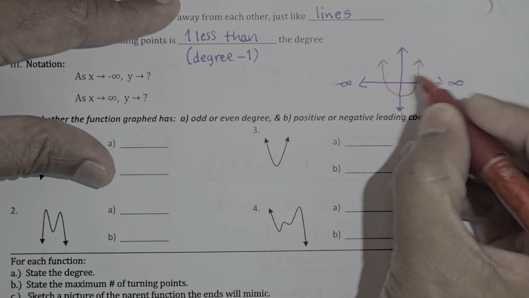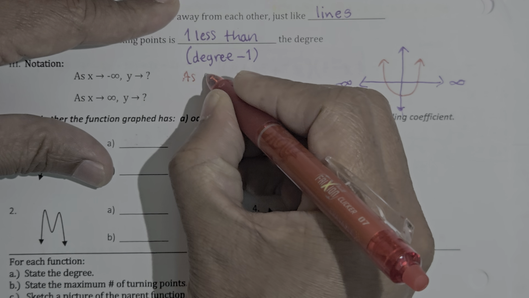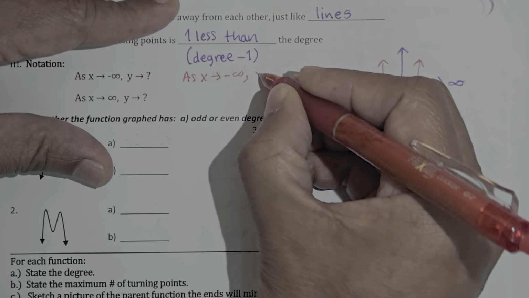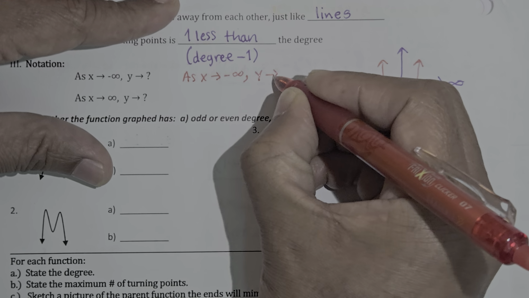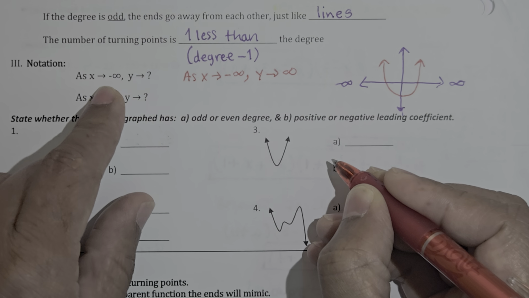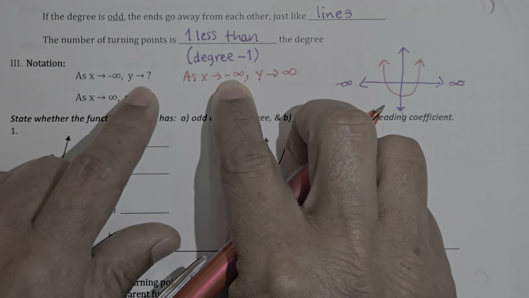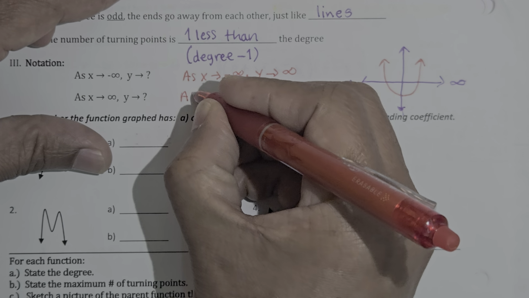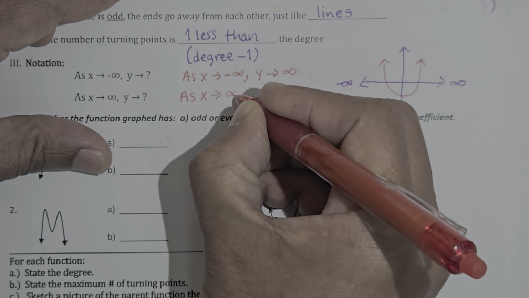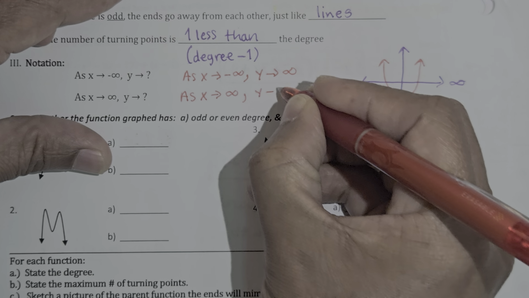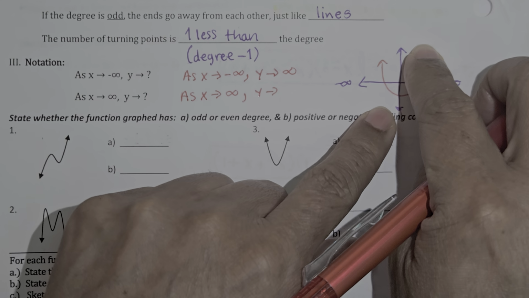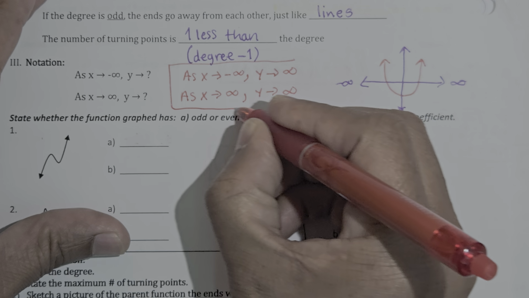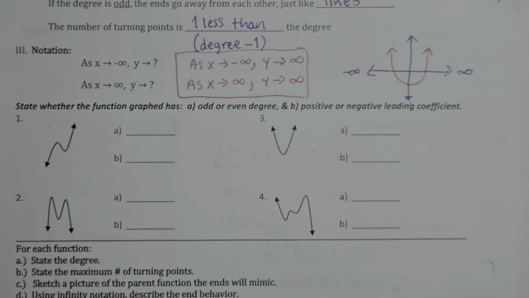So I'm going to look at this graph and say, as x goes to the left, which is negative infinity, by looking at the graph, I see that y is going up, which means it's going to positive infinity. So that's what this is asking: where x goes to the left or negative infinity, where is y going? Y is going to positive infinity. Now the other one, as x goes to positive infinity, that's what this is asking. Where is y going? The values of y are going to positive infinity also. So this is new notation that you'll be introduced to for this lesson today.